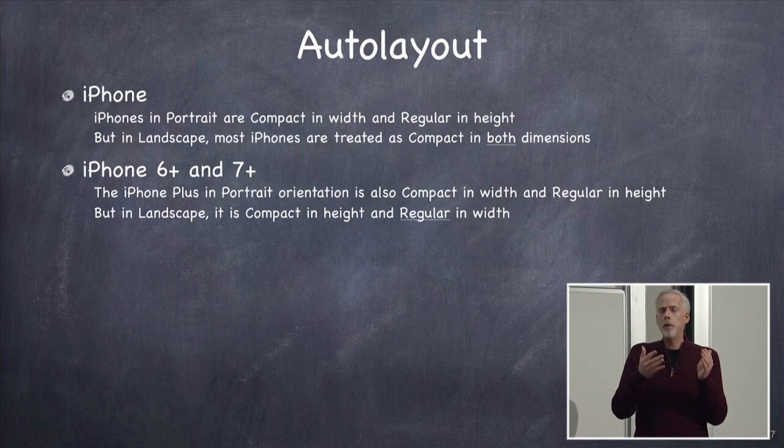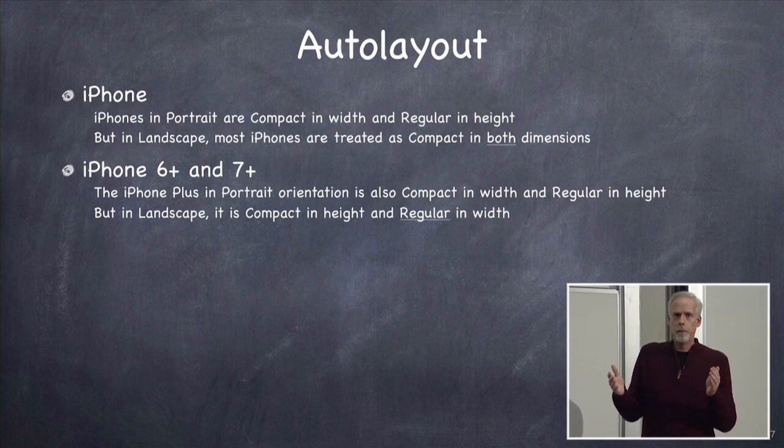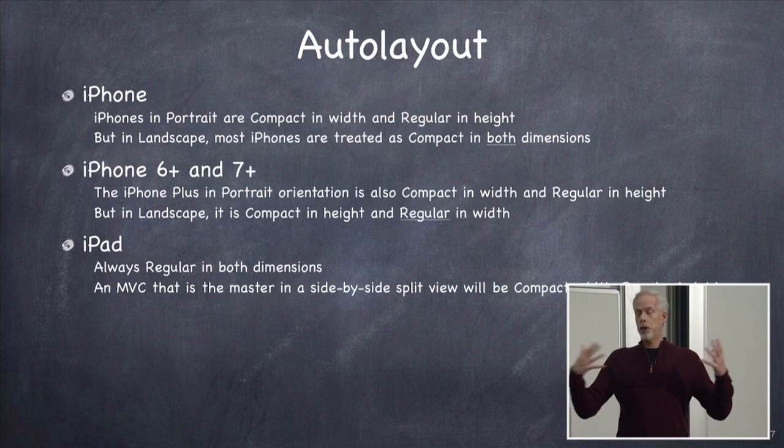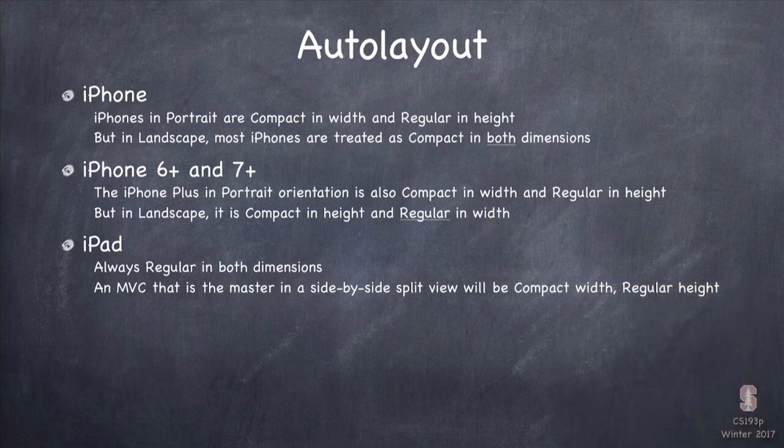Okay? The iPhone is compact in both. The iPhone Plus is still compact in height in landscape, but it's regular in width. All right? And then the iPad, since it's huge, is always regular in both dimensions. Okay, both width and height is always regular, but that's only for view controllers that are taking over the whole screen. If you're a view controller, like I said, in the master of a split view, you're compact width, regular height. Okay?